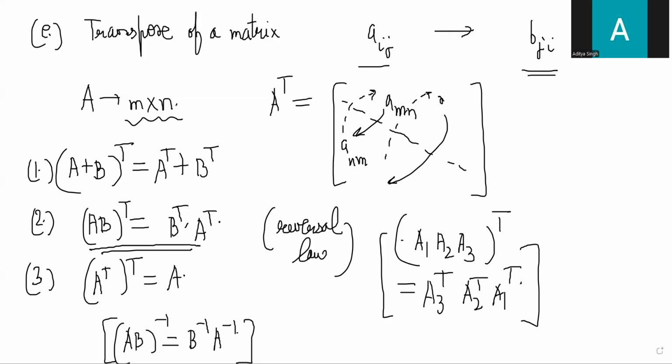Now, the last thing here is that if there is a scalar K times A whole transpose, that will become K A transpose. So that is your basic properties of transpose. You don't need any other properties. And then we come to orthogonal matrix.